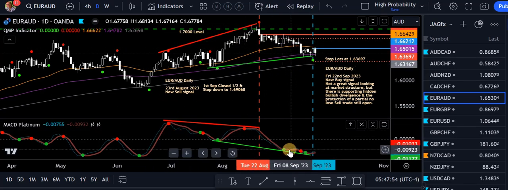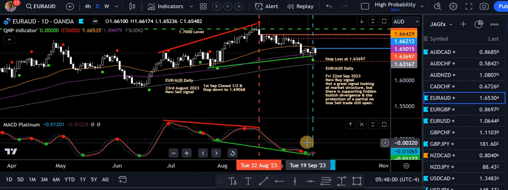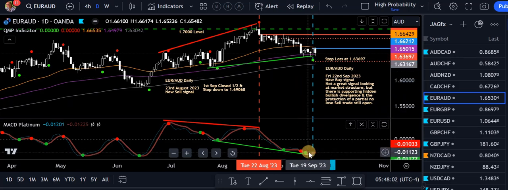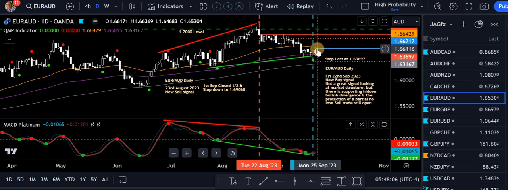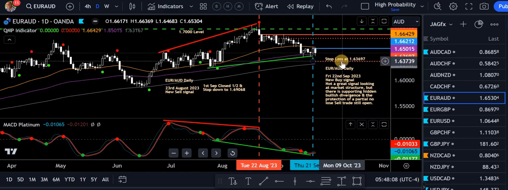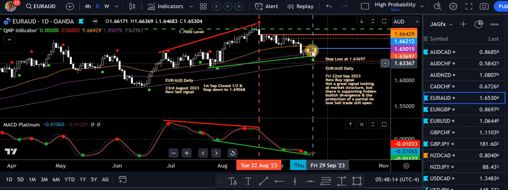But there is hidden bullish divergence across here. You can see the higher lows on price and the lower lows on the MACD Platinum, and because I've got this sell on, it's worth taking it. I do think it's going to head down again, but that's just mine. We've got protection with this sell trade, so it's all good.